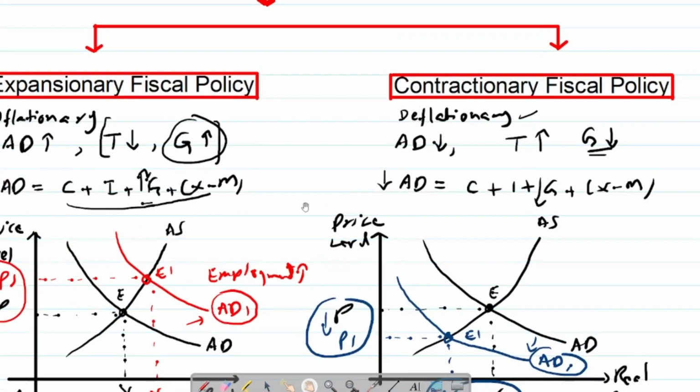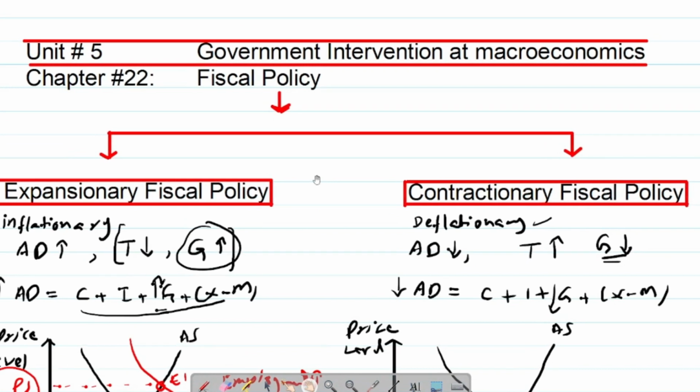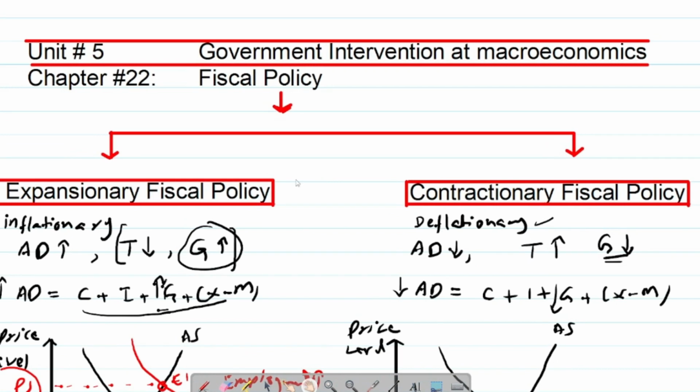Okay, so this is it for the basics of fiscal policy, what fiscal policy is, and what are the expansionary and contractionary fiscal policies, and how they affect different macroeconomic objectives, and how they affect aggregate demand, growth, employment, and inflation in the country.